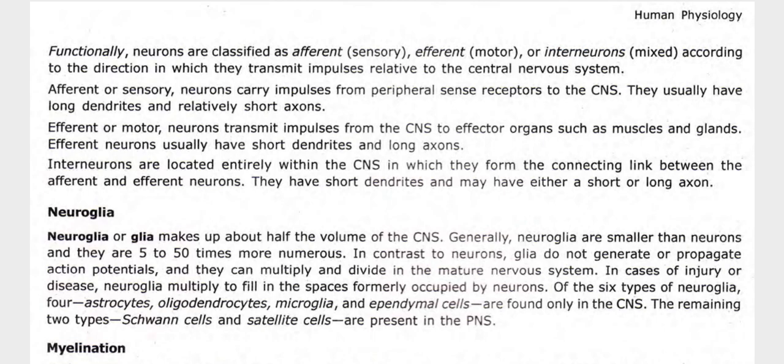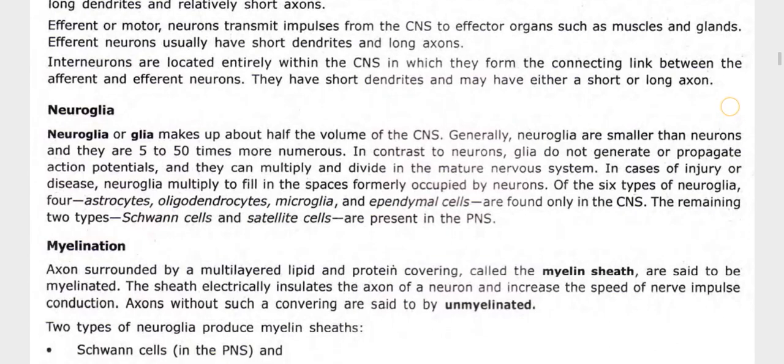Then efferent or motor neurons transmit impulses from the CNS to effector organs such as muscles and glands. Efferent neurons usually have short dendrites and long axons. Then interneurons are located entirely within the CNS, where they form the connecting link between the afferent and efferent neurons. They have short dendrites and may have either a short or long axon.